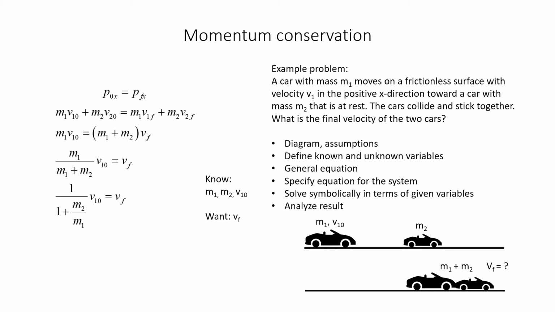We can see that if m2 is larger, the final velocity is actually smaller. If m1 is larger, the final velocity is larger. This makes sense as well. A larger mass car running into a smaller mass car will end up at a higher final speed.